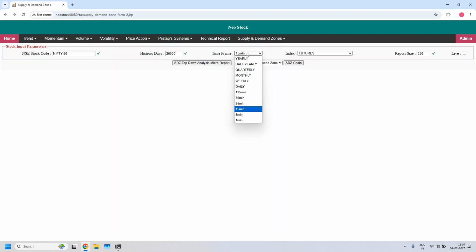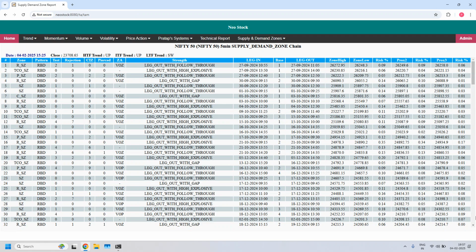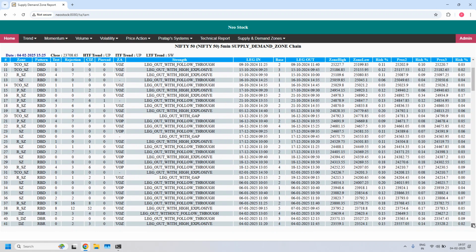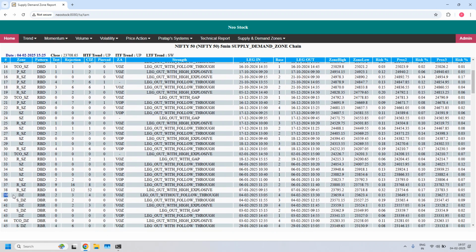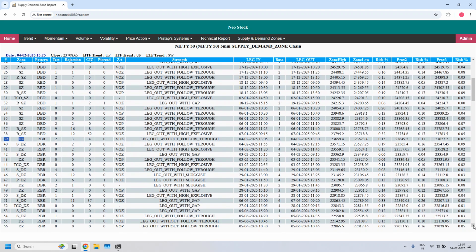Okay, next 5-minute supply demand zone chain for Nifty. All these are supply zones. Let us look for demand zones. Yeah, 39 we have the demand zone. Let me put it in the center. Okay, below is the demand zone, and 38 is the high liquidity supply zone, and above we have all the supply zones for the 5 minutes time frame. So this is about Nifty supply demand zone chain.